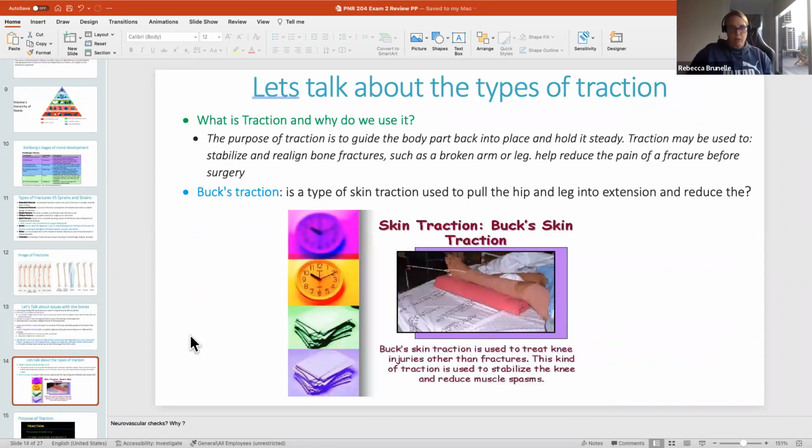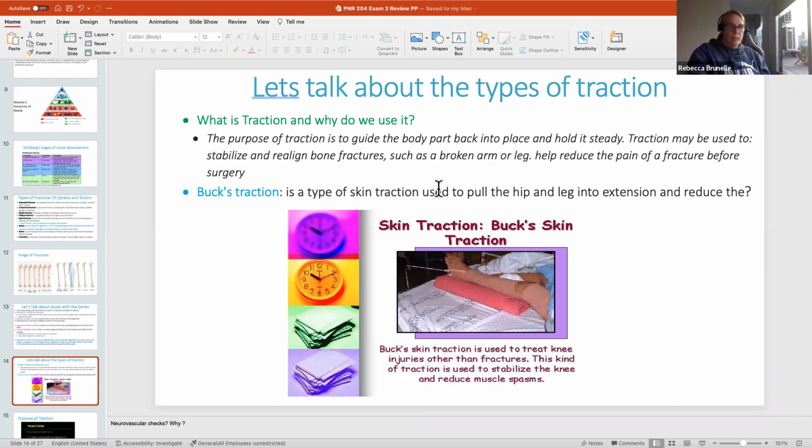So if children do have a fracture, they might end up in the hospital in traction. There's skin traction, and then there's also skeletal traction. Skin traction is when you apply something to the skin, like a bandage or gauze, and then that is what's hooked up to the traction. Whereas pin traction is actually putting a metal pin into the bone. The general purpose of traction is to realign a body part, and it can realign bone fractures, or it can also help with knee injuries, getting the leg back into alignment after a knee injury.